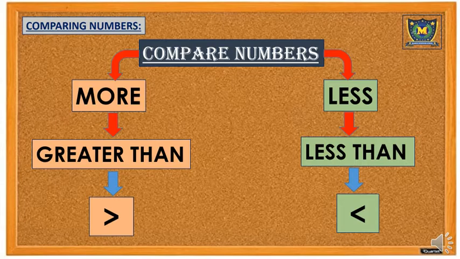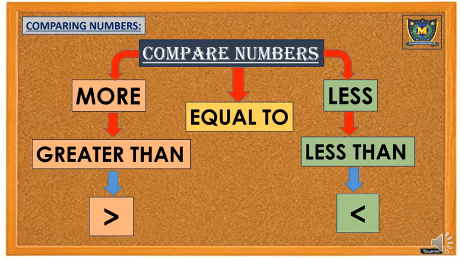And the last term we are going to use in comparing the numbers is equal to. When we see equal to, parihas. Equal sila. Kung unsa ang naa sa right, maupod ang naa sa left. So, equal siya. And this is the symbol for equal. Got it? So, remember all the terms we are going to use in comparing the numbers and its symbol. Okay?